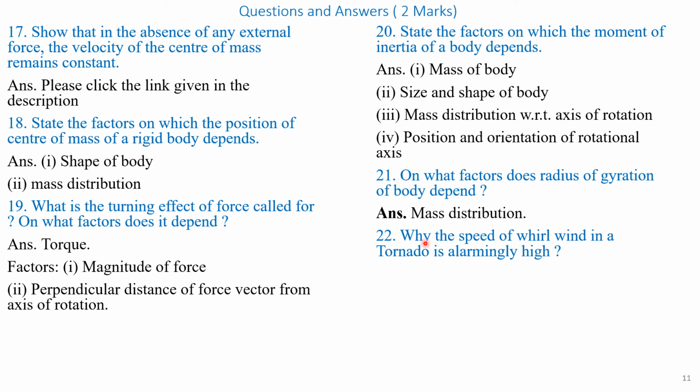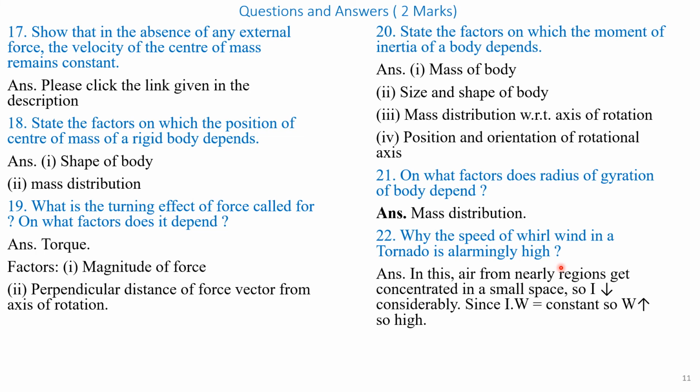Question number 22. Why is the speed of the whirlwind in a tornado alarmingly high? In the whirlwind, air from the nearby regions gets concentrated in a small space. So the moment of inertia goes down considerably. So I into omega is equal to constant. So omega will be high.